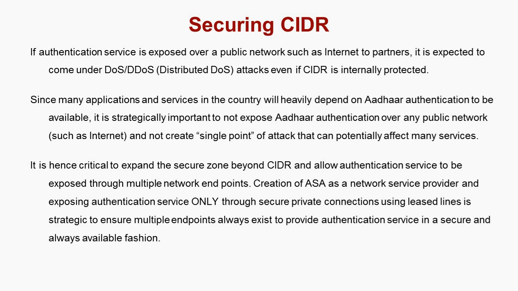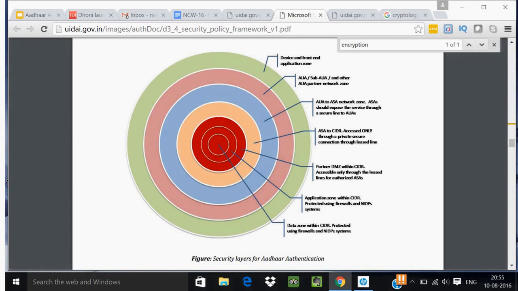It is hence critical to expand the secure zone beyond CIDR and allow authentication services to be exposed through multiple network endpoints. Creation of ASA as a network service provider, and exposing authentication services only through secure private connections using leased lines, is strategic to ensure multiple endpoints always exist to provide authentication services in a secure and always available fashion. The diagram shows security layers for Aadhaar authentication.